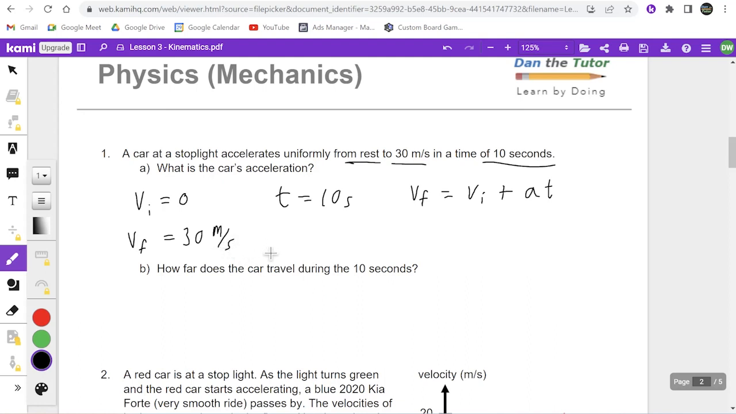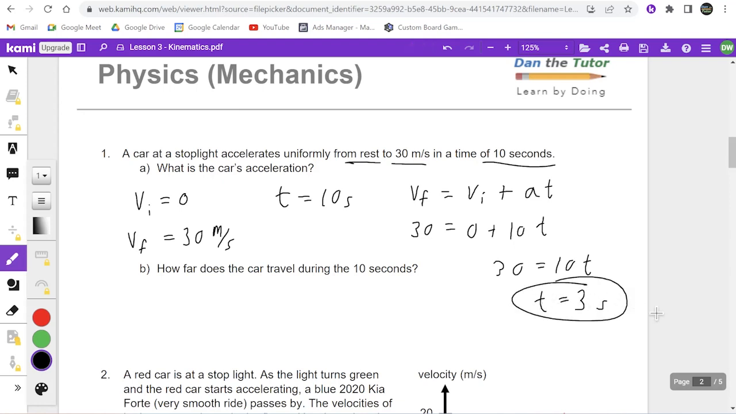You probably missed one. So next, V final, we said that's 30, equals V initial, which is 0, plus 10 times T. That simplifies to 30 equals 10T. Divide both sides by 10. Looks like T equals 3 seconds. And there we go. Any questions there?